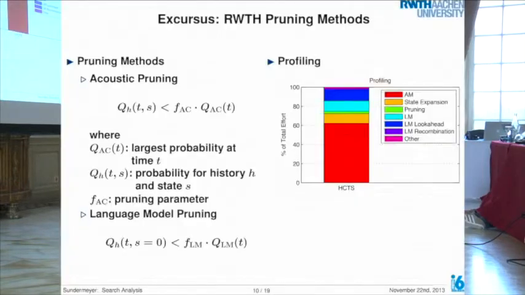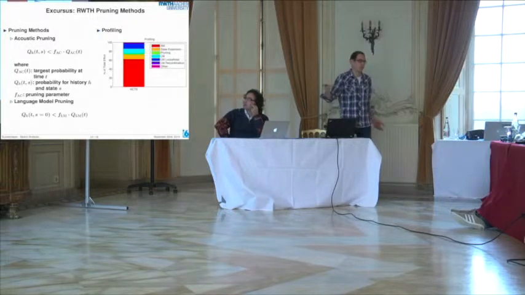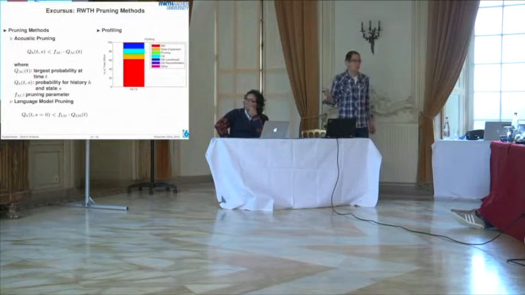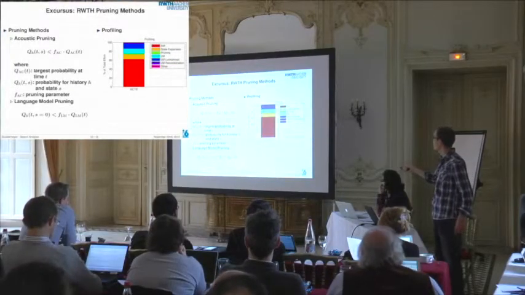Also, I'd like to quickly mention the pruning methods that we use. These are basically the acoustic pruning and the language model pruning, which are rather simple. So we have the probability of the overall best state hypothesis at a given time t. This is denoted by this QAC. And then we just have to empirically define a factor. In this case, this is our pruning parameter, this FAC.